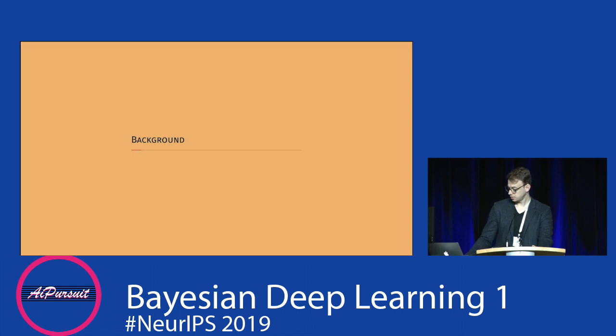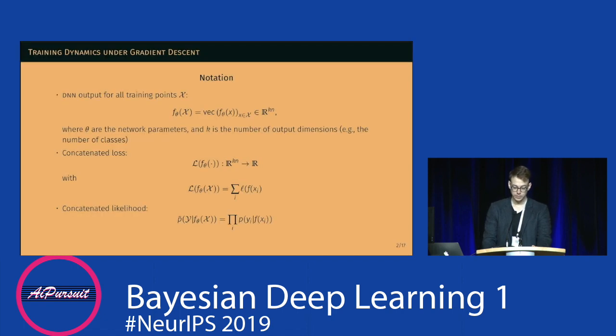Following previous work, we vectorized the outputs of a neural network with k-dimensional outputs into a single n by k-dimensional vector, and we define a concatenated loss and likelihood accordingly. We note that in the application we have done so far, we're only looking at one-dimensional outputs, but all of our theoretical results apply to multidimensional outputs, such as multi-class labels as well.